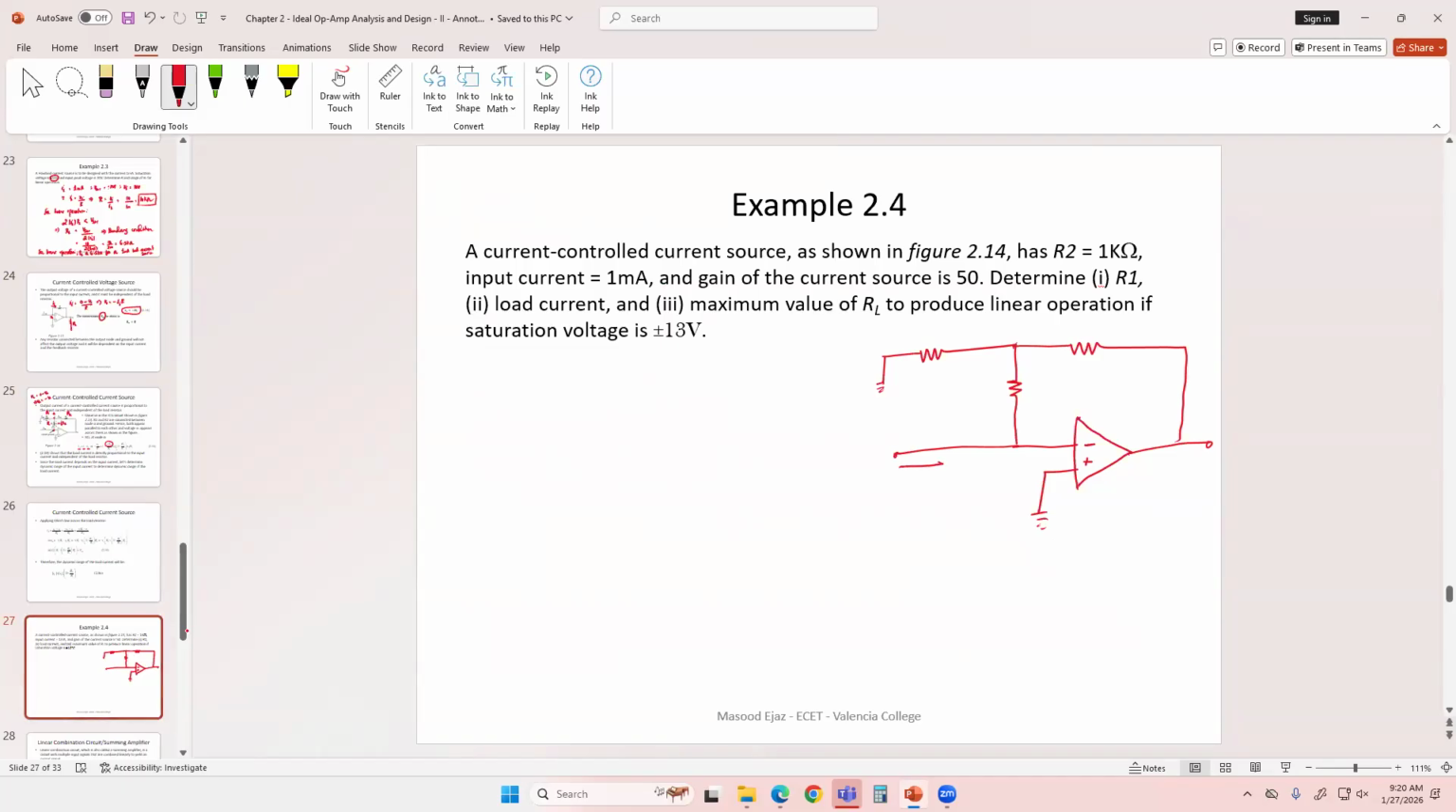So this is my input current right here, I input, my V2, I input, and this is R2, this is R1, I1, node A, RL, and VR. So this is my circuit.